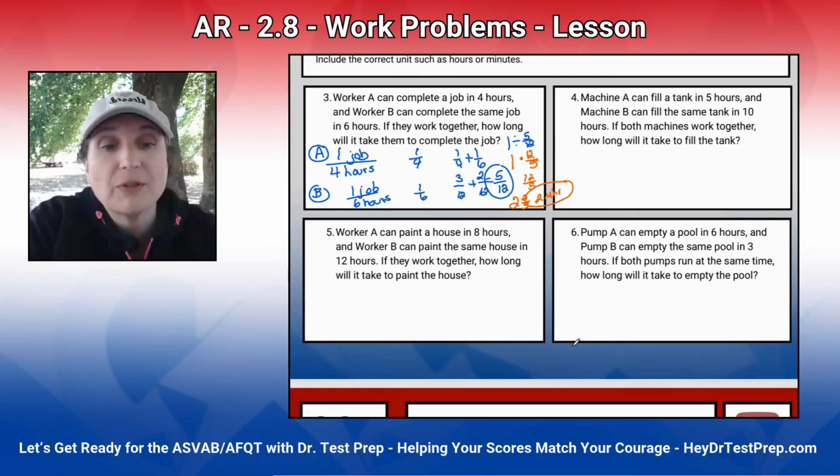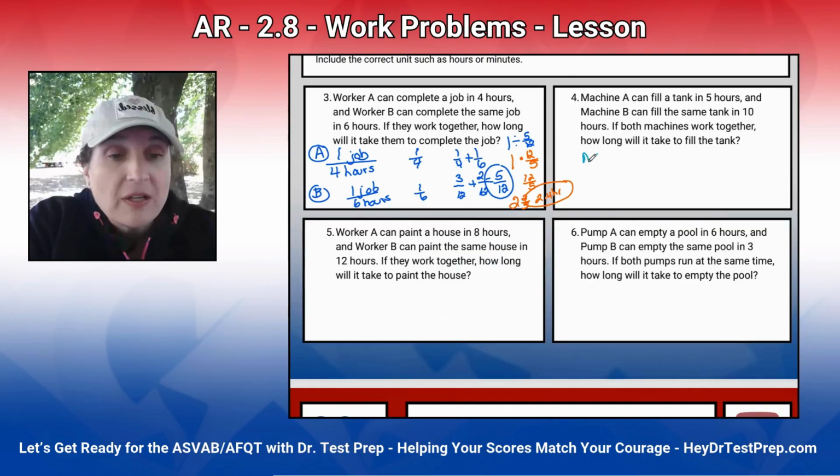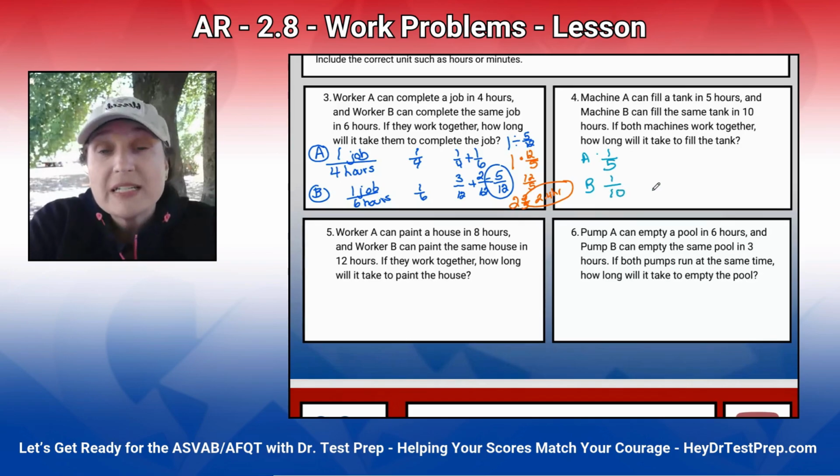All right, let's look at number 4. We've got person A can fill a tank in 5 hours. So 1 tank in 5 hours. Person B can fill the same tank in 10 hours. If they both work together, how much of the job can they do?